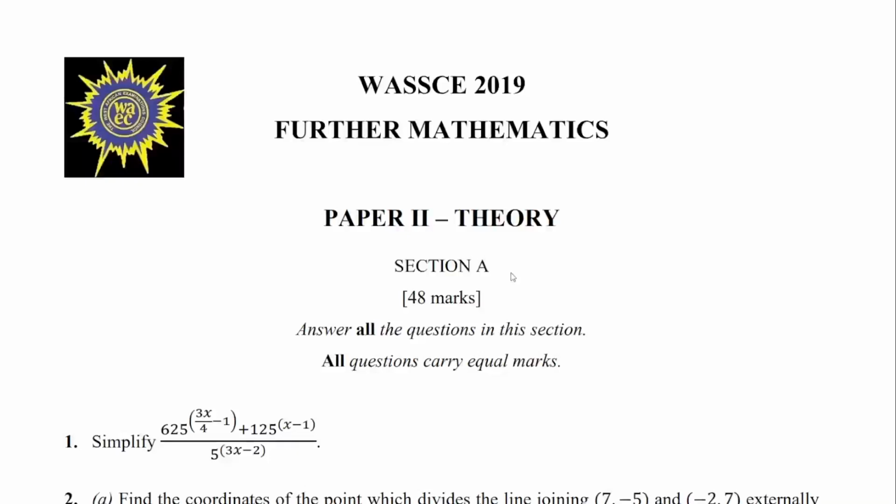In this video, we are going to be solving WASSCE 2019 past question in further mathematics paper 2, which is theory. So this is WAEC. You can call it WAEC or WASSCE, anyone is fine. So WAEC is West African Examination Council, and this is final year exams for students in their senior secondary school, like we call it here in Nigeria, generally in West Africa.